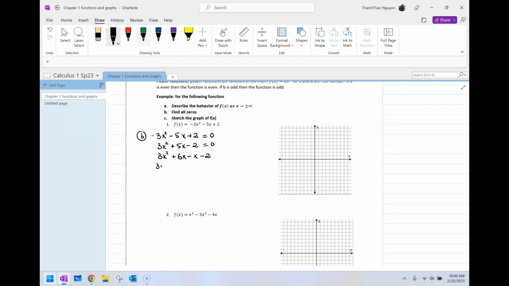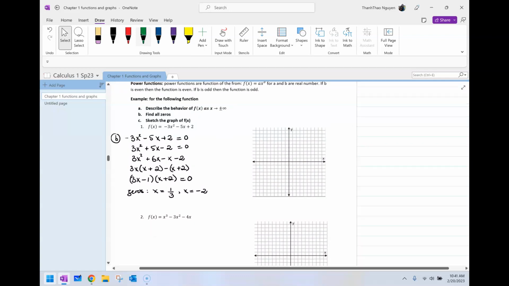Factor by grouping: 3x times (x + 2) minus (x + 2). So this is (3x - 1)(x + 2) = 0. So the zeros: x = 1/3, and x = -2. Okay. And go ahead and sketch this graph. To sketch this graph, this is a parabola.